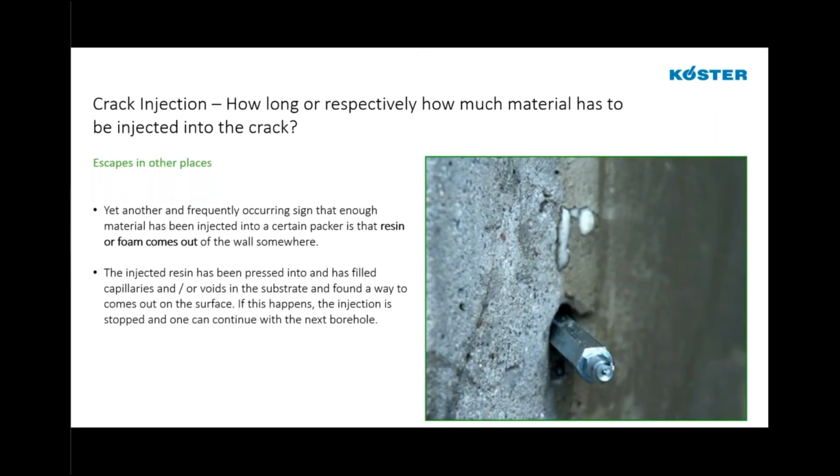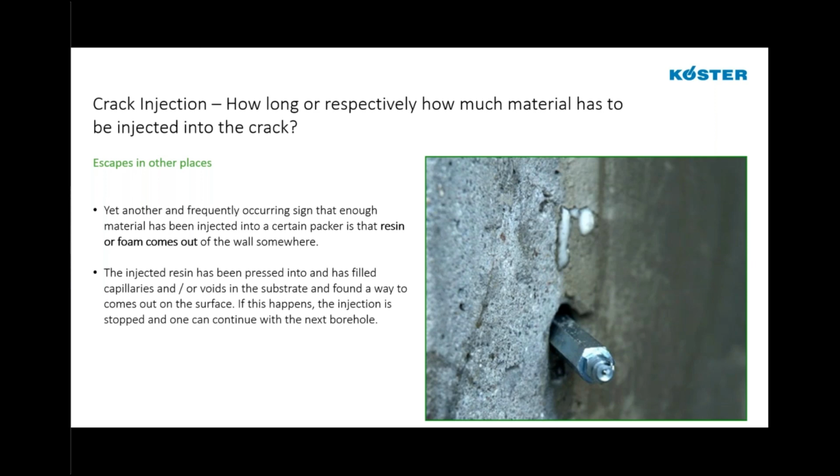Finally, if foam is escaping from other places in the crack, that's when we know that we've injected enough material. Yet another frequently occurring sign that enough material has been injected is where resin or foam comes out of the wall somewhere else. Here you can see a small micro crack that's developed off of the crack. If we see foam coming out of smaller cracks that might not even be visible to the eye, which is very common, we know that enough material has reacted and created pressure within the wall that it is escaping out of these smaller cracks out the face of the concrete.